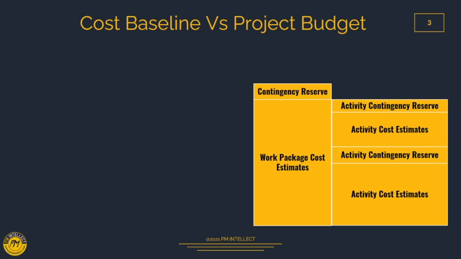On top of this work package cost estimate, we add another component which we call contingency reserve. This contingency reserve covers any risk associated with all these activities, or for the work package, and it is going to cover any issues which come up, so that there is no shortage of funds when we are delivering the project.